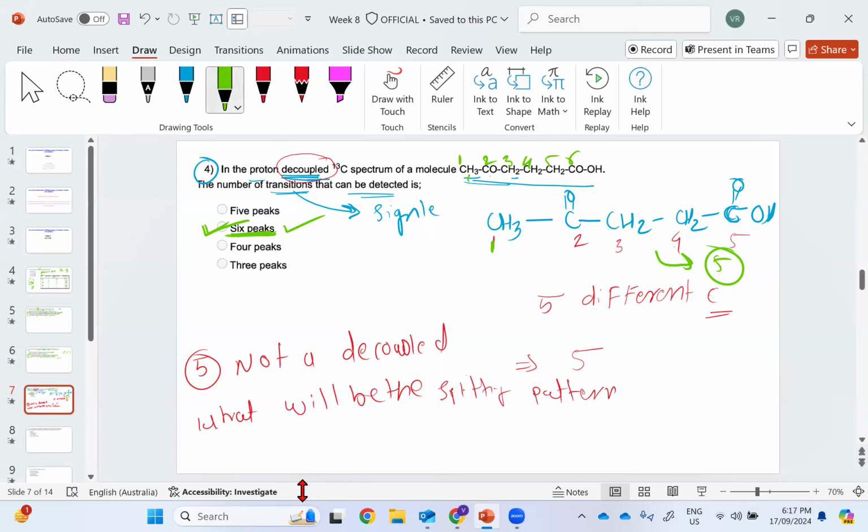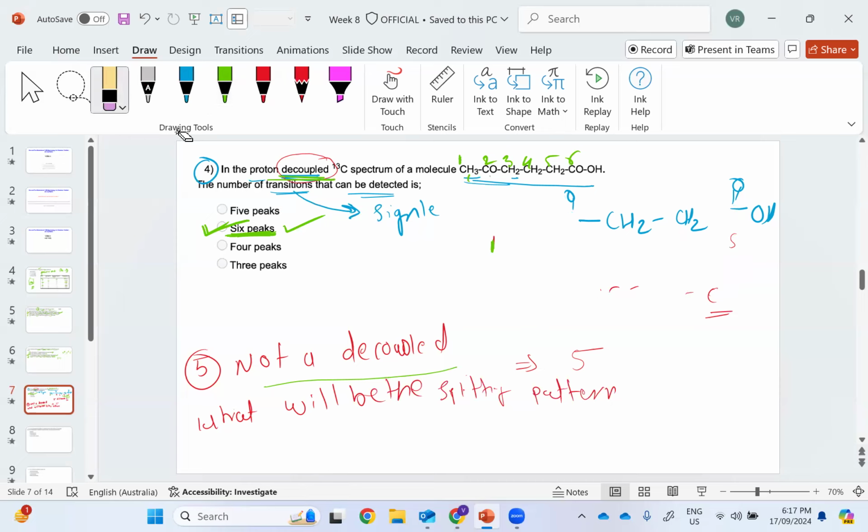So now the question is, if we have not decoupled, so here it is mentioned decoupled spectra, right? Now for the same molecule, I will just rub this molecule. For the same molecule, we have to assign how the splitting will look, or how many peaks we will get in the NMR spectra, for the same molecule as given in this question.